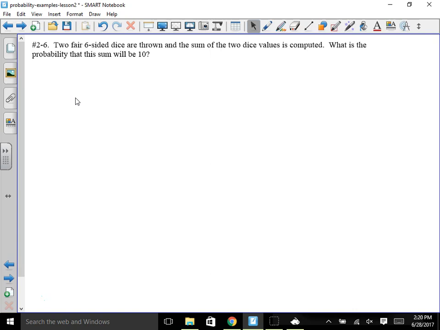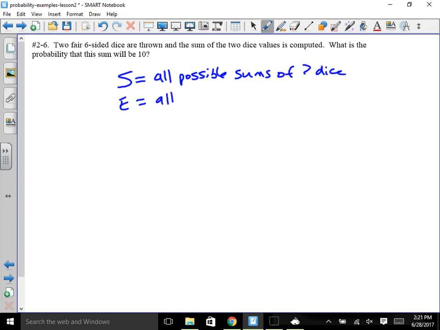All right, so I think we need a way to list what we need for the equally likely cases. Let's state it this way. The sample space will be all possible sums of 2 dice. Okay, and the event will be all the sums which equal 10.